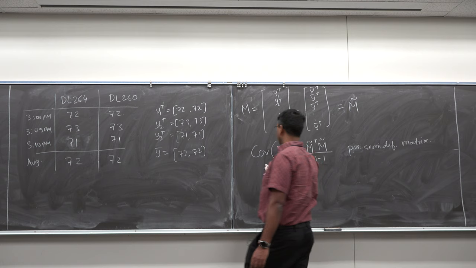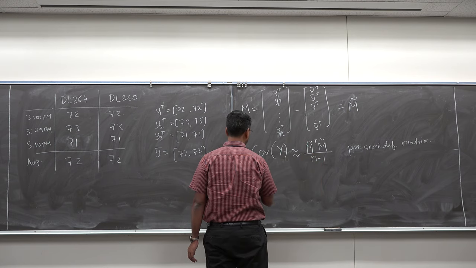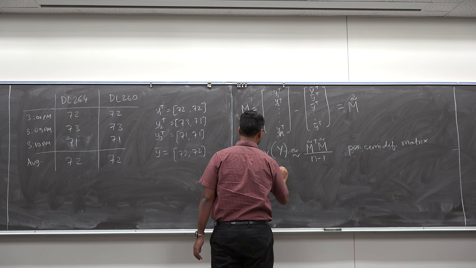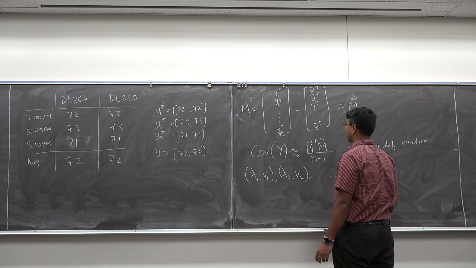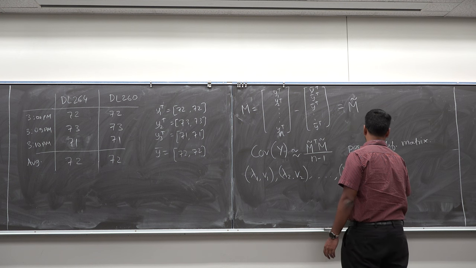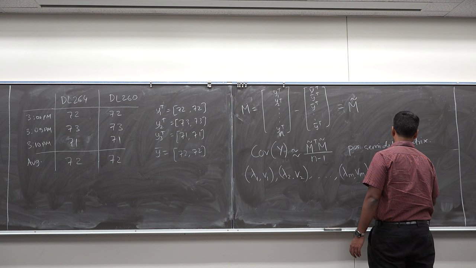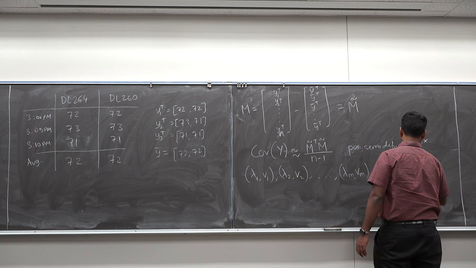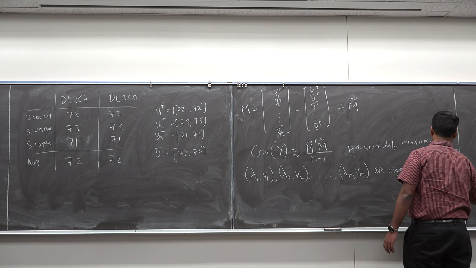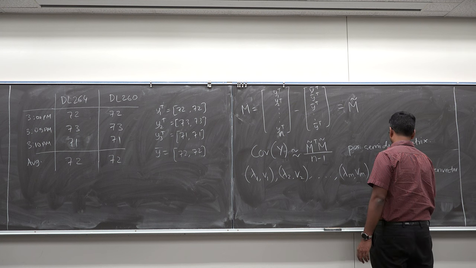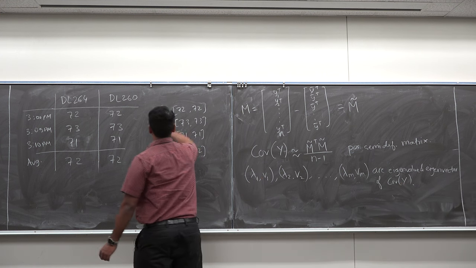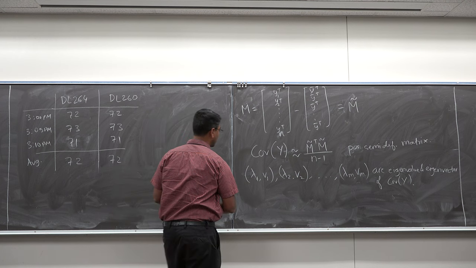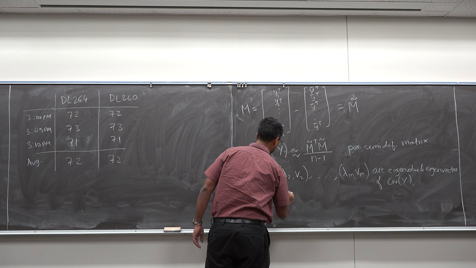Now I'm going to do the eigenvalue, eigenvector decomposition of the covariance of Y. So I get, let's say, lambda 1, V1, lambda 2, V2, up to lambda M, VM, which are the eigenvalues and eigenvectors of this covariance matrix of Y. And I'm going to further assume that lambda 1 is greater than or equal to lambda 2, which is greater than or equal to lambda 3.